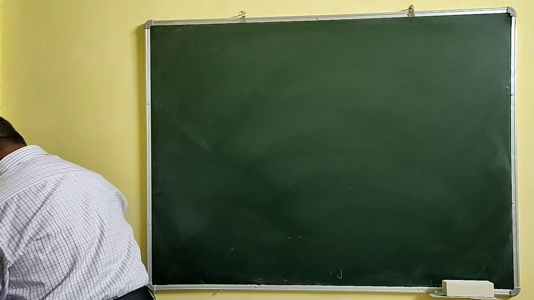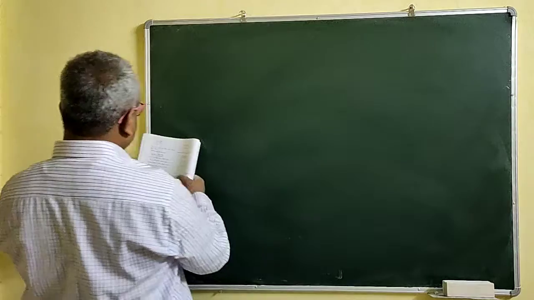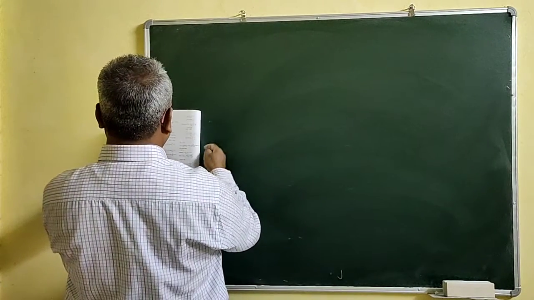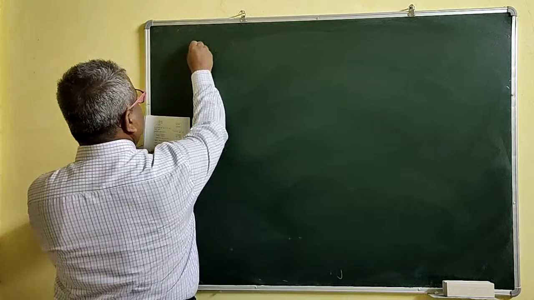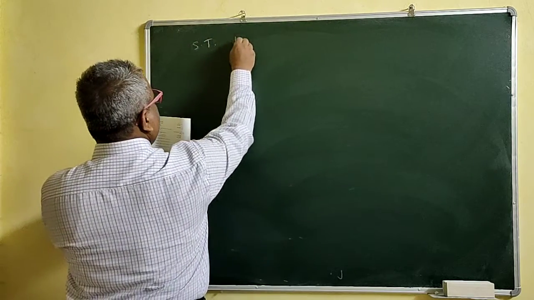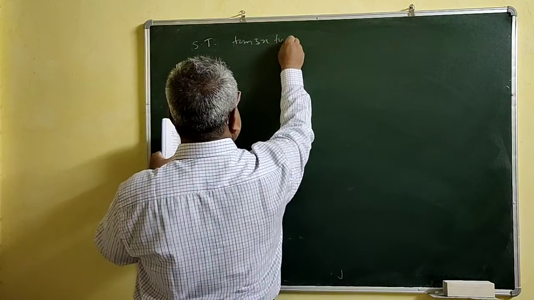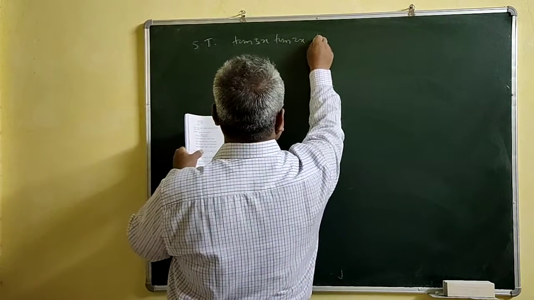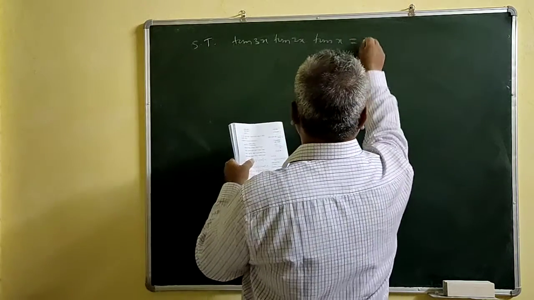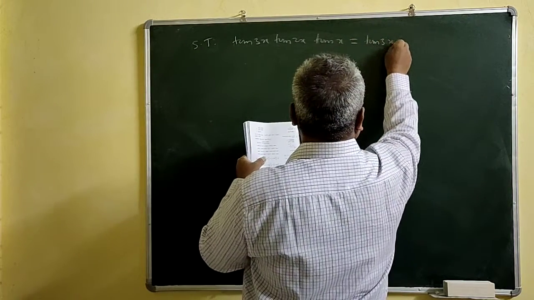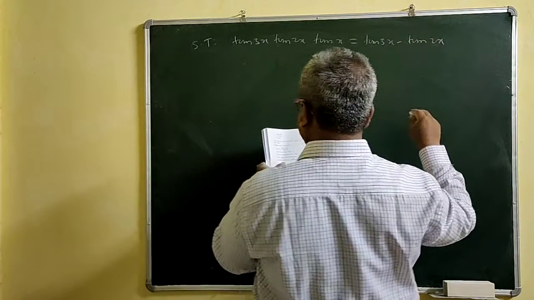Now next problem. Show that tan 3x tan 2x tan x is equal to tan 3x minus tan 2x minus tan x.